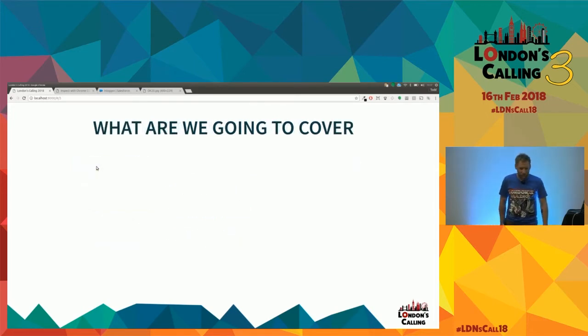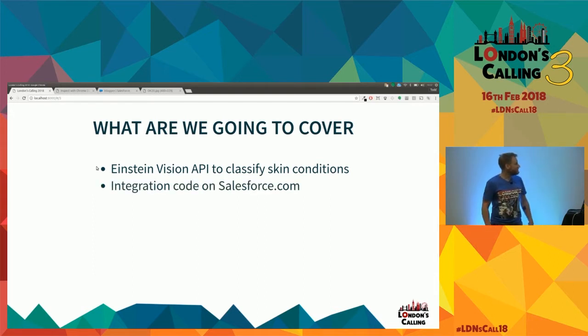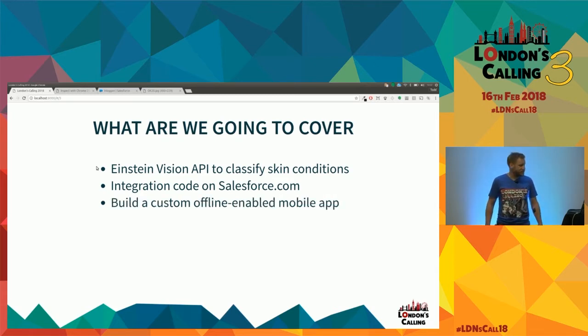So what are we going to cover in this? The Trailheads do things like identifying cats and hot dogs and stuff. Not really what I think people in the Salesforce ecosystem are going to be using it for. So we're going to be using it for a real life use case, identifying skin conditions, like maybe measles or shingles or the like. I'm going to be covering some integration code that we're going to put on the platform, how we're interacting with Einstein. I'm going to be building a custom mobile app that talks to Einstein, talks to Salesforce, and all that kind of stuff.